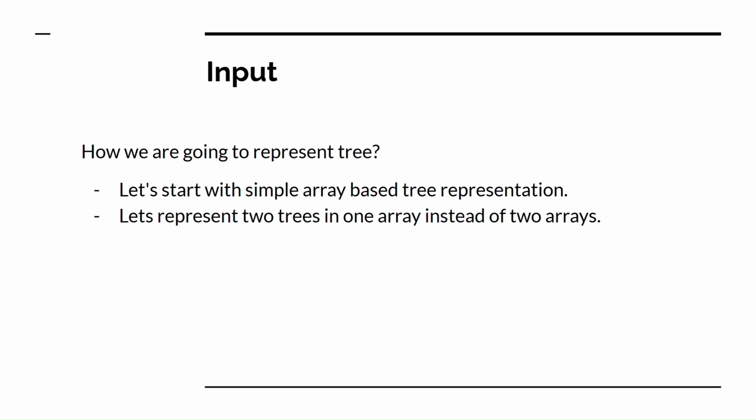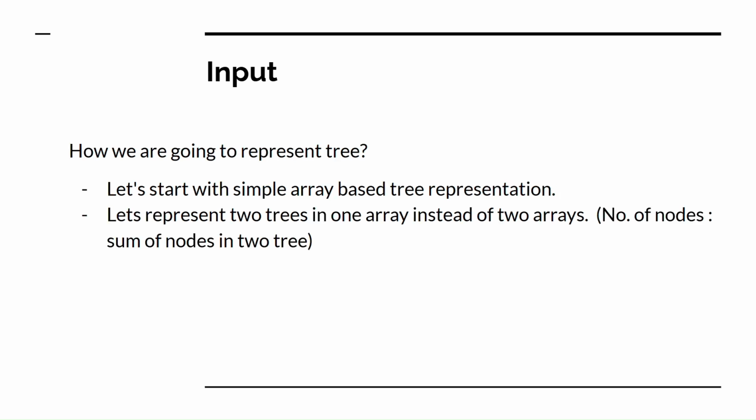Let's represent two trees in one array instead of two. If we are given two trees, we do not want to create two separate arrays and store them separately. If we are given a tree with nodes 1 to n and a tree with nodes 1 to m, we just represent these two in one single array of size n plus m. The first tree will lie in array indices 1 to n, and the second tree will lie in nodes n plus 1 to n plus m. So the total size will be the sum of the nodes in the two trees.